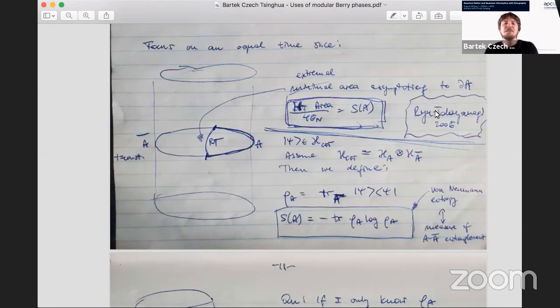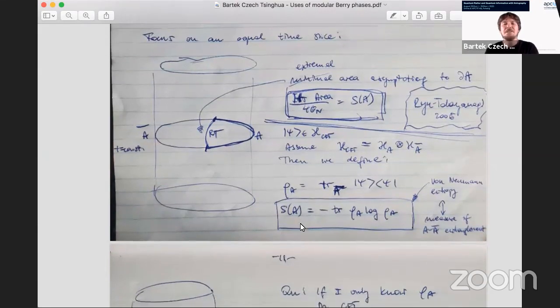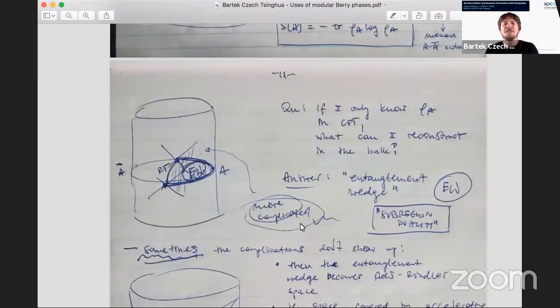So an amazing statement that we owe to Ryu and Takayanagi from almost 15 years ago is that in the bulk, in the gravitational description in the solid cylinder, when I take an extremal area, or really, limiting to an equal time slice, a minimal area surface, which asymptotes to the border of A and A bar, then the surface area of this extremal surface in units of 4G Newton is equal to the von Neumann entropy of A and A bar. And this is the Ryu-Takayanagi proposal. It will be very important for us.